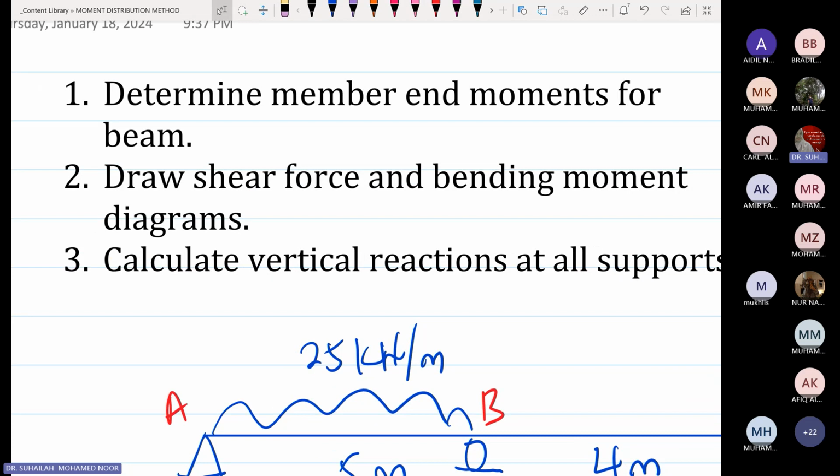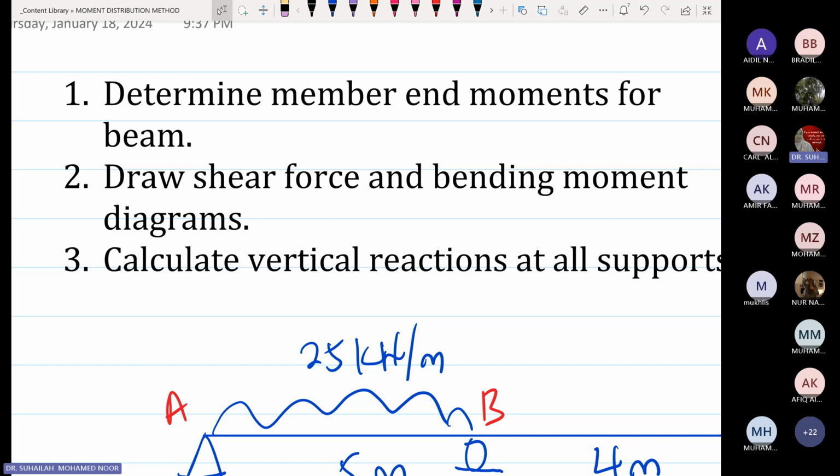Okay, yang tu answer question number 2, draw shear force diagram and bending moment diagram. Okay, normally bila kita buat member by member lagi nampak clear lah. Okay, member by member. No need to combine. Okay, dia tak sebut pun kena combine or dia tak sebut pun kena separate. So, kita buat one by one members.